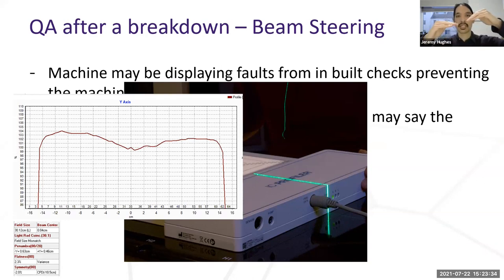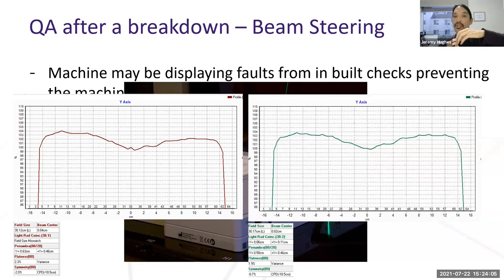We want this beam to be symmetric so that the left-hand side of the beam is equal to the right-hand side of the beam. You can see in here, the symmetry is sitting at negative 2%, so it's slightly off center. We want to bring that in to as close to 0% as possible. Working with engineering, they would then steer the beam and we would verify that with all of our devices to make sure that the treatment beam is safe and clinical for use.